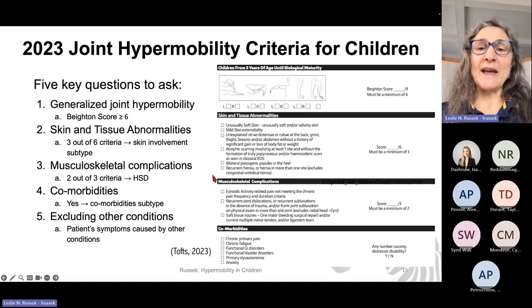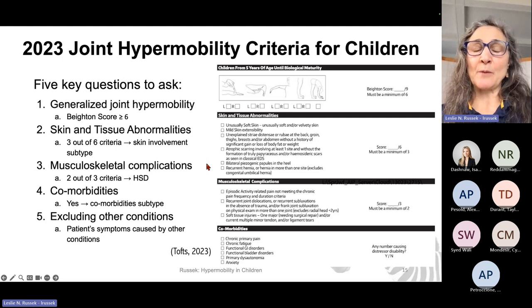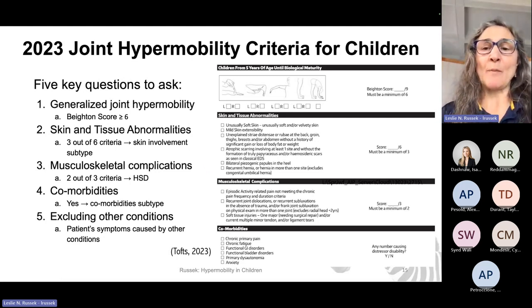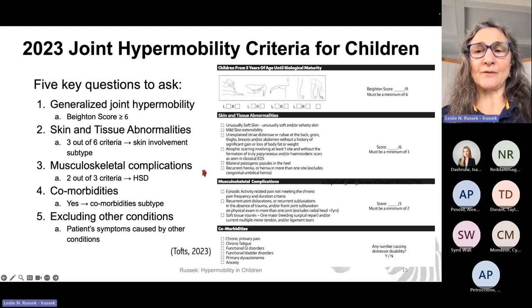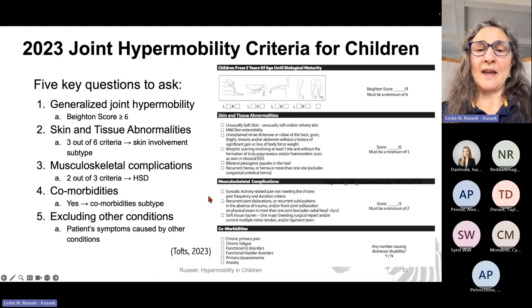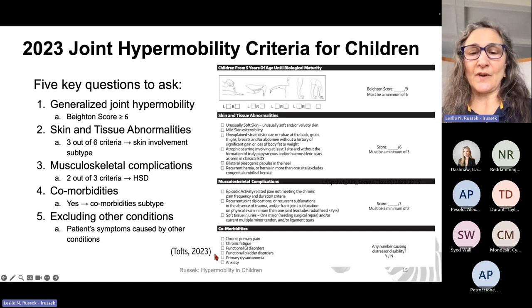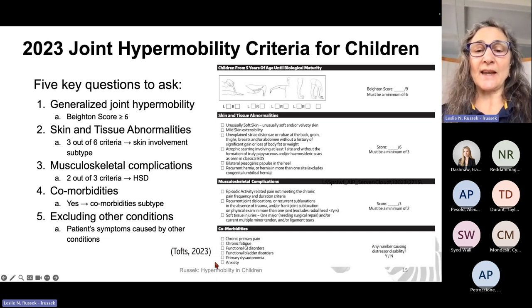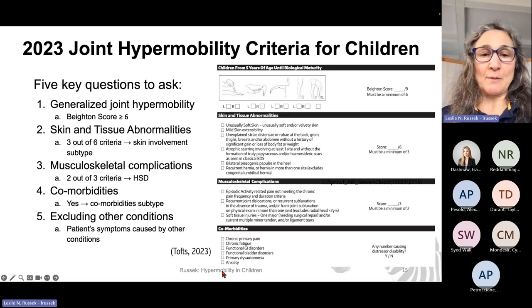There are some skin and tissue abnormalities, so soft skin, mild skin extensibility, unexplained stretch marks, atrophic scarring, piezogenic papules, those are little white knobs that form on the heel in weight bearing, and then recurrent hernias. And they would require a score of at least 3 here. And then musculoskeletal complications, so recurrent or chronic musculoskeletal pain. And then another category that's not at all reflected in the HEDS criteria, comorbidities: chronic primary pain, chronic fatigue, functional GI disorders, functional bladder disorders, primary dysautonomia, and anxiety. And that's because children who present with hypermobility very often have these comorbidities that need to be managed.